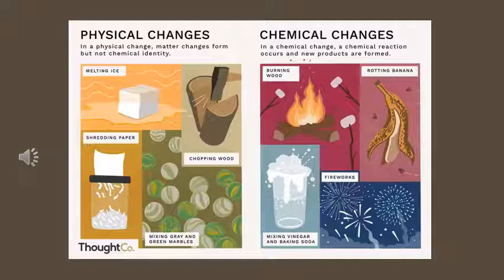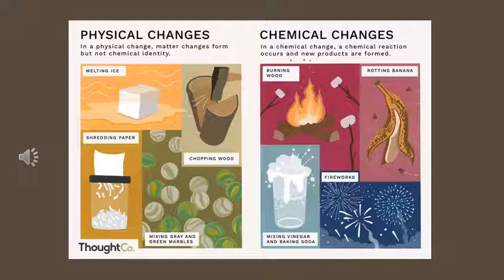So let's do a little recap. Physical versus chemical changes. A physical change is when matter changes form or shape, but not chemical identity. It may look different, but it's still basically the same thing on the inside, in its chemical makeup. Things like ice melting, it's still water. Chopping wood hasn't changed the chemical makeup of that wood. If you mix gray and green marbles, it doesn't change the marbles at all, and it's reversible. You can just separate those like nothing happened. And shredding paper. That's even reversible if you had enough tape, but the paper itself isn't any different.